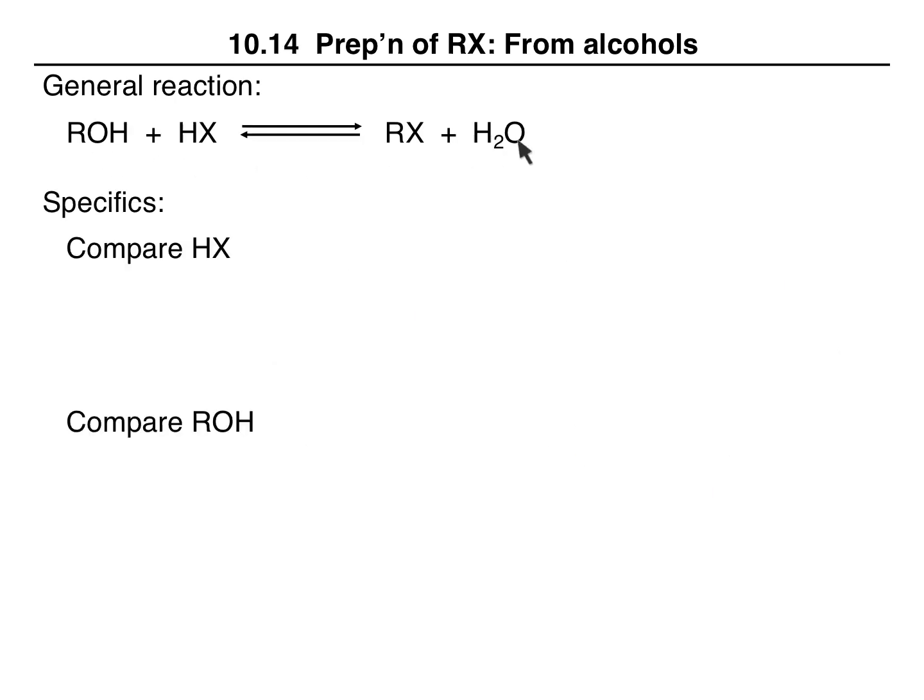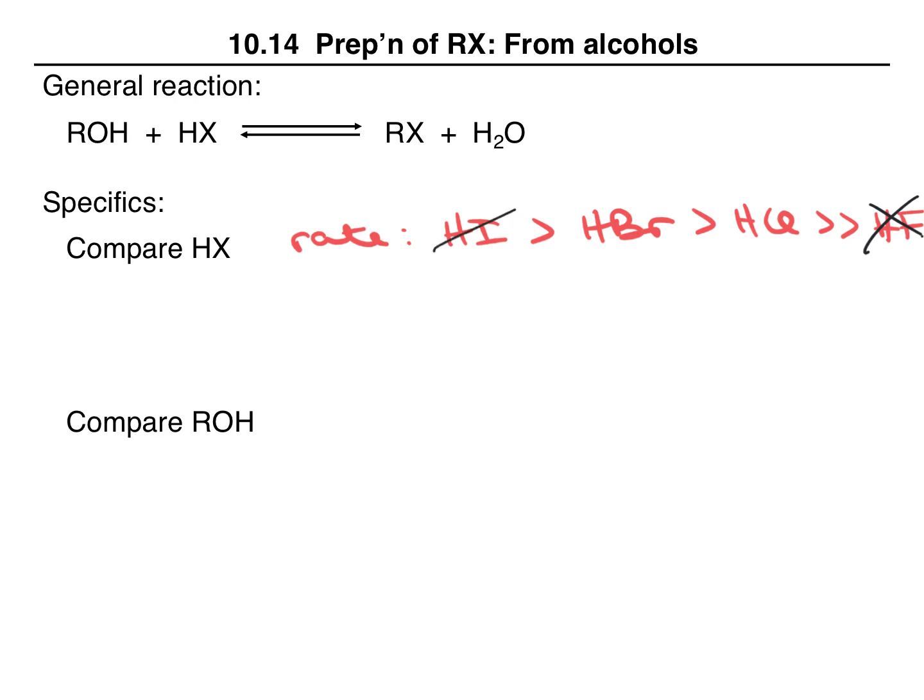We're continuing to talk about our general reaction to prepare an alkyl halide from an alcohol, but let's look at some specifics. If we were to compare the different HX, what we'll find out in terms of relative rate, HI will react faster than HBr, which reacts faster than HCl, which reacts faster than HF. In practice, HF is not used by itself, and HI often isn't used for this reaction either, so we're going to focus on HBr and HCl.